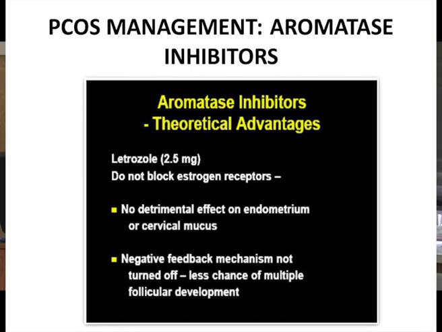You might have some improvement in 10 to 20% with aromatase inhibitors, but overall pregnancy rates, I haven't seen any remarkable difference. And the benefits being proposed are that it does not affect your endometrium, and two, it does not affect your mucus.